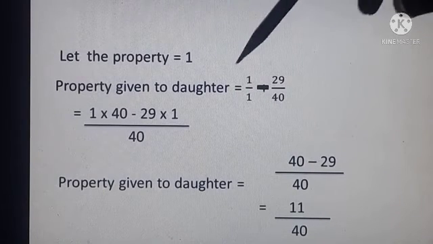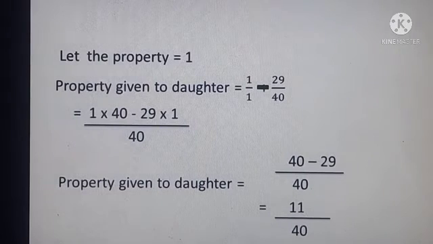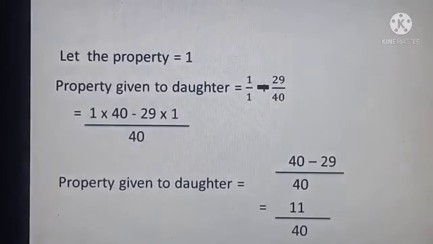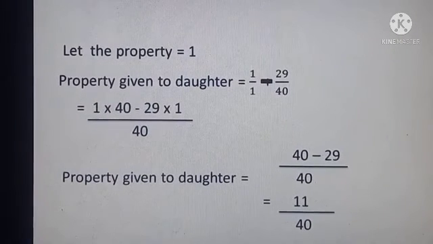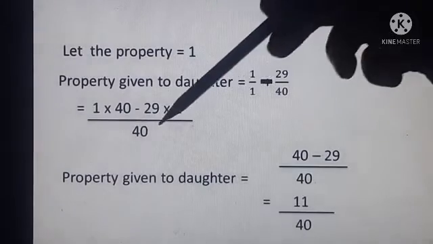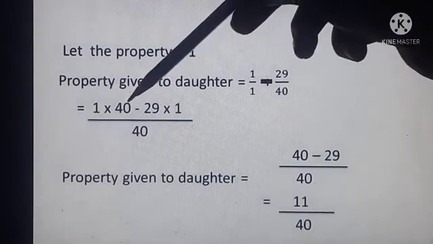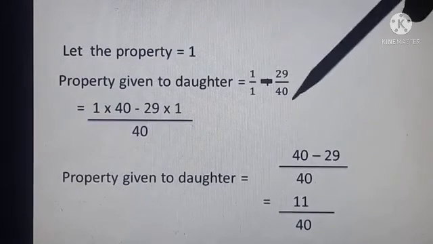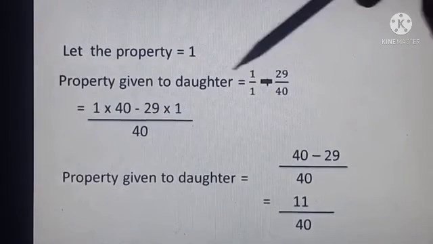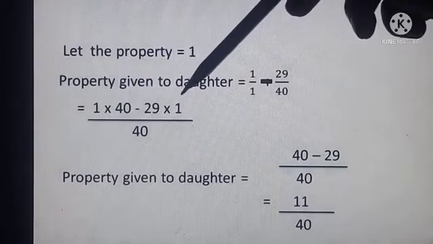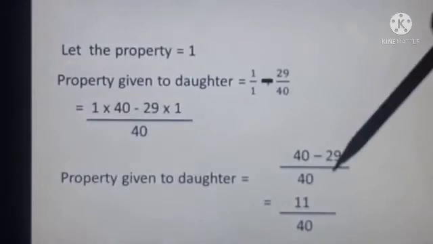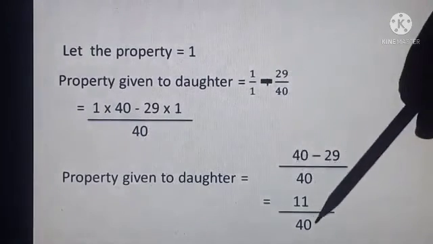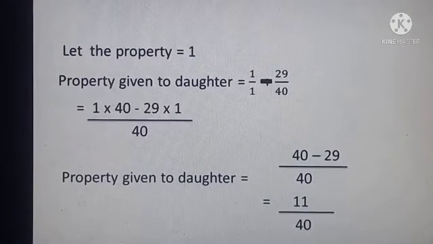So property given to daughter is 1 minus 29/40. So LCM of 1 and 40 is 40. Okay. Now 40 divided by 1, you will get your quotient 40. 40 multiplied by the numerator 1, 1 into 40. Minus 40 divided by 40, quotient is 1. So 29 into 1. 40 minus 29 is equal to 11/40. Property given to daughter is 11/40 part. Understood?